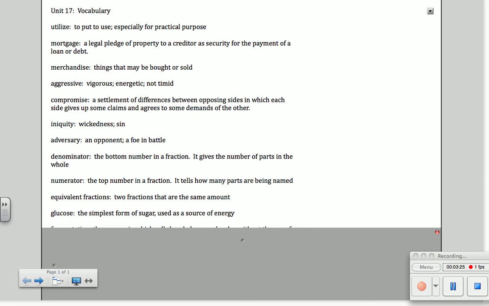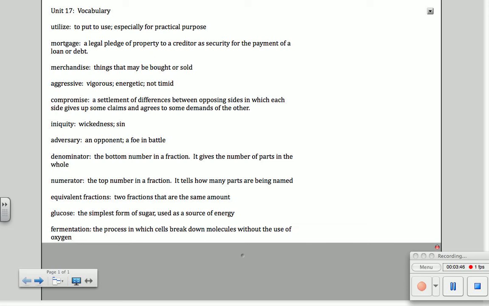Now we're getting into some science terms. Glucose. Glucose is a very simple form of sugar, and it's used as a source of energy. A lot of times plants that are autotrophs will produce glucose as their food source through photosynthesis.